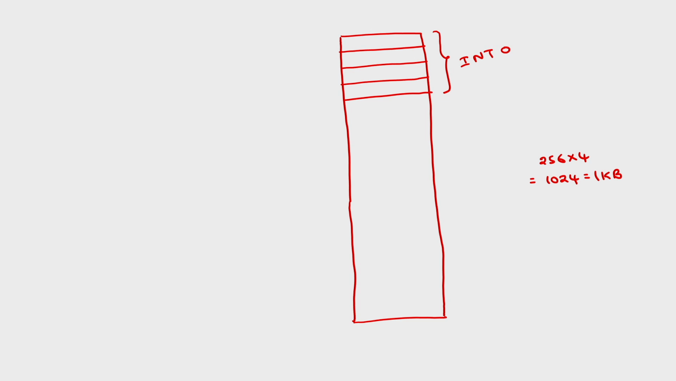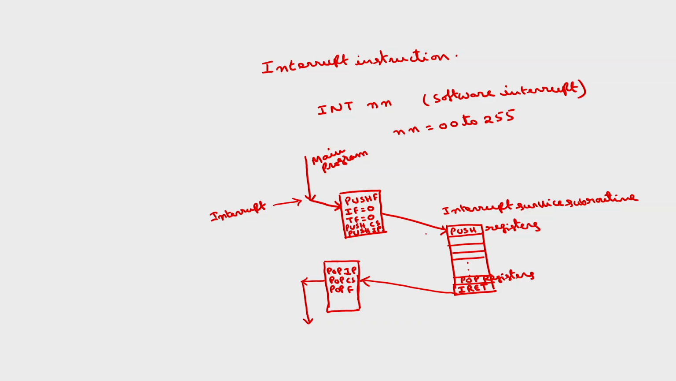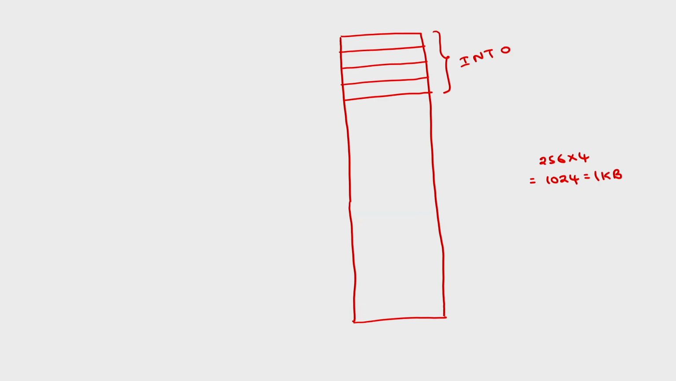Whenever INT0 is executed, as we said, the contents of the code segment and the instruction pointer will be saved onto the stack. Now, what will be loaded into the code segment and instruction pointer? What will be the address of the starting point of the service routine, and what will be the segment register? To find that out, these 4 locations will be used.